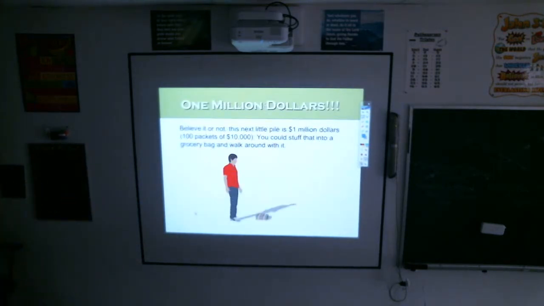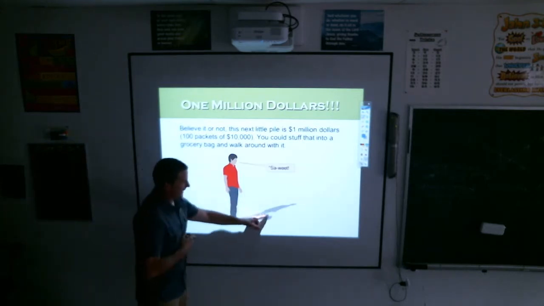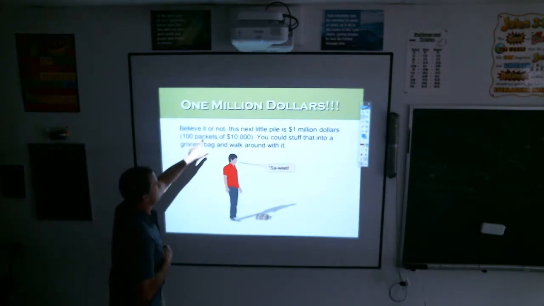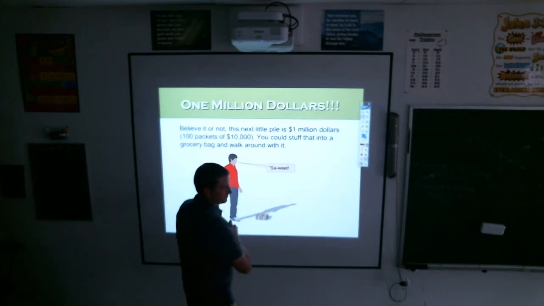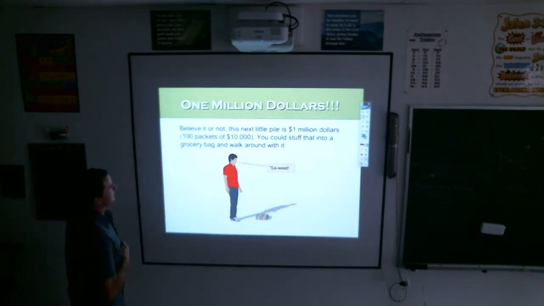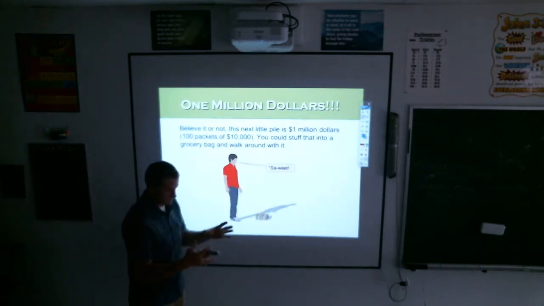So there you go. Here's a guy standing next to $1 million in $100 bills. If you took 100 packets of what we just looked at and stacked them there, because all you have to do is add two zeros, that's about what $1 million would look like.